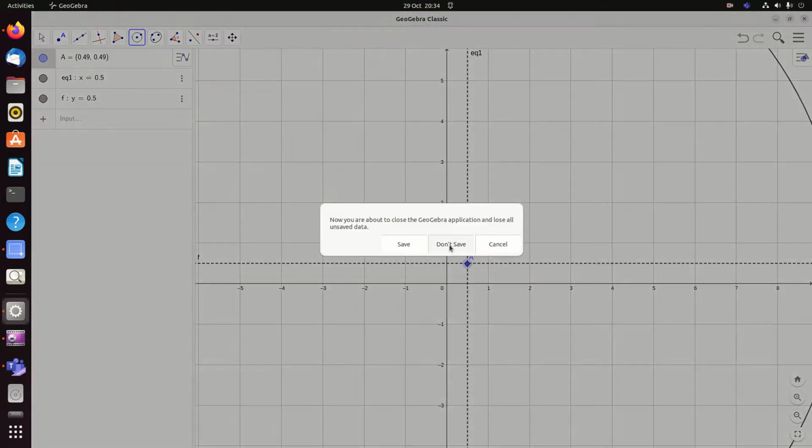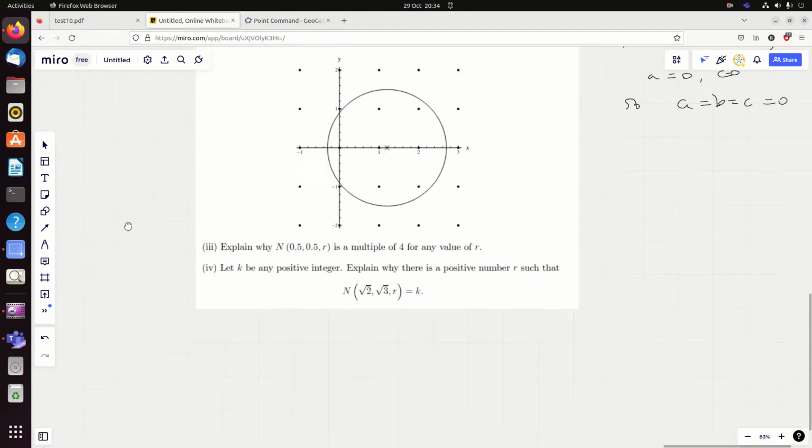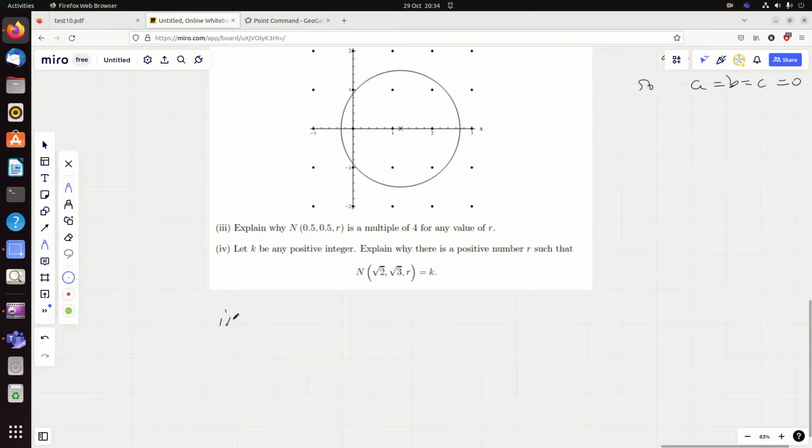But the devil is in how you actually do this and get full marks because your explanation's deemed good enough. Well, surely you've got to have the lines x equals a half and y equals a half, and then just say the lattice itself has symmetry in the lines x equals a half and y equals a half, which is the center of the circle, as does the circle produced as r grows.